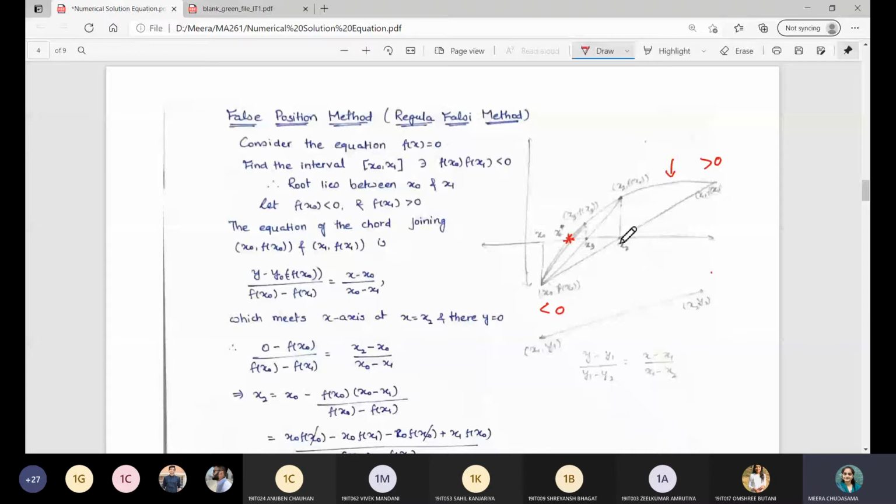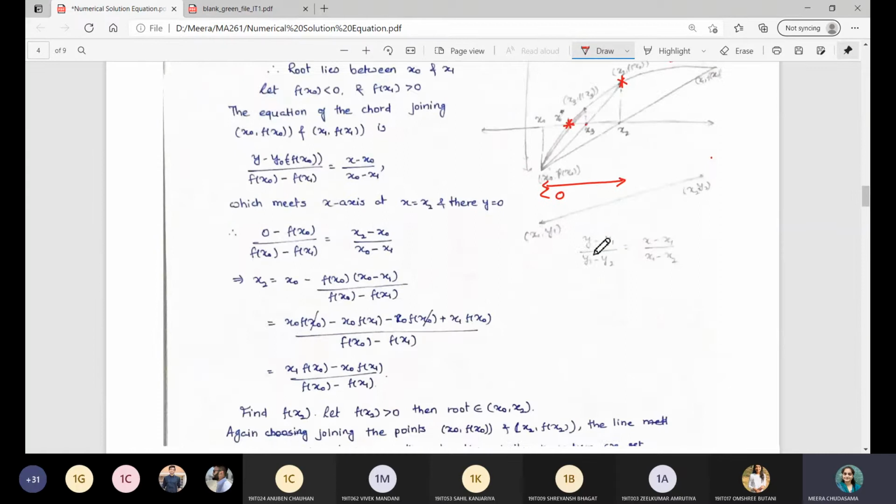Either f of x2 will be 0 or non-zero. If it is 0, then that is the root. Here in this case it is not 0, it is taking a positive value because it is above the x-axis. So your interval where the root lies will be x0 to x2. Again you join the points at x0 and x2 with their corresponding y coordinates, so that the line touches the x-axis at a new point. Again you can find the point using the formula.